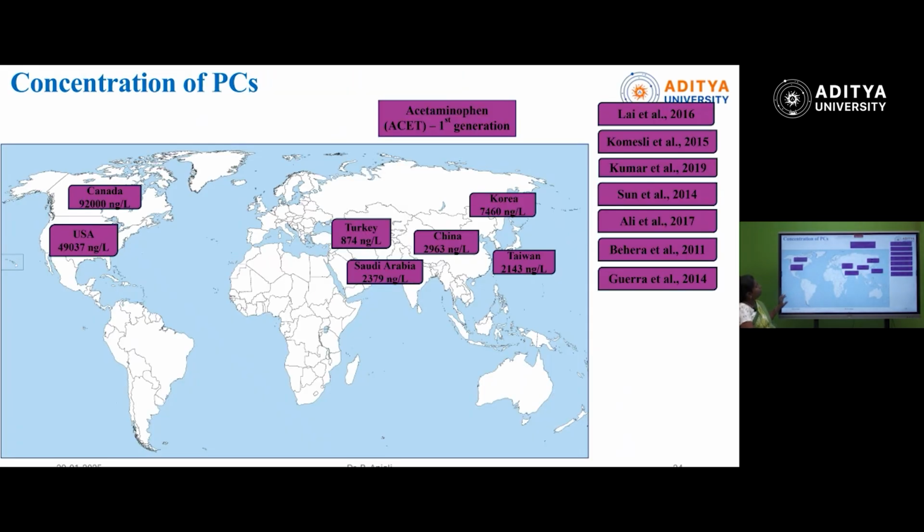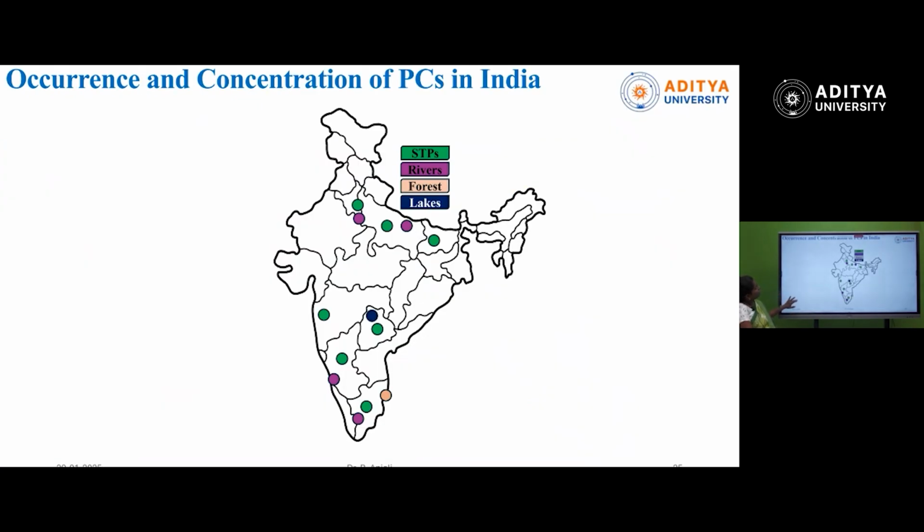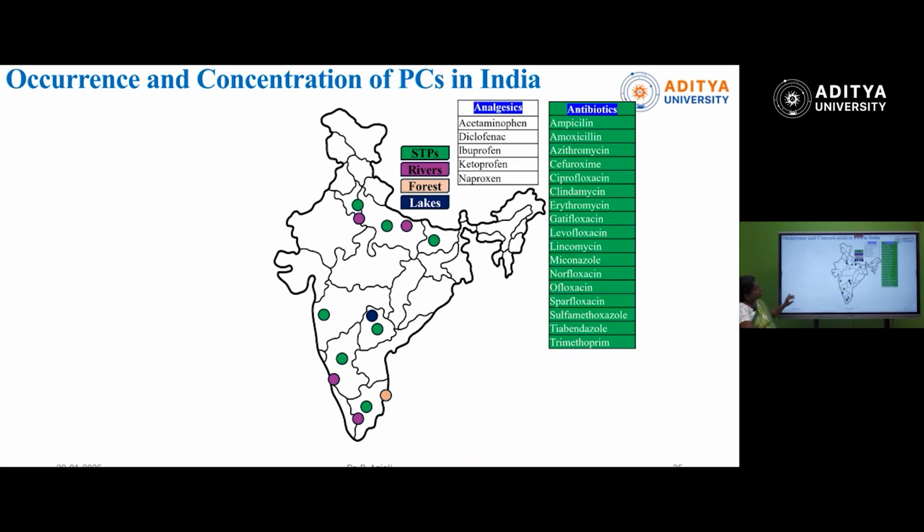So this up to this is the concentration at the global level. We can see the Indian scenario. What is the occurrence and what is the concentration present in India? These are the different places where they have detected pollutants like pharmaceutical compounds in India. STPs means sewage treatment plants, and rivers, forest and lakes are identified in different colors. So you can see the occurrence.